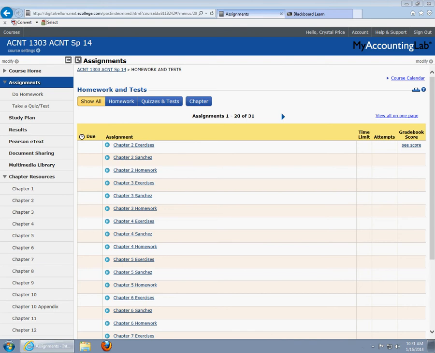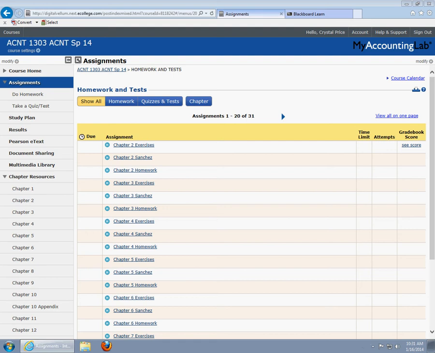Then liabilities will always start with the number 2. Owner's equity, you'll have capital, and you'll have your withdrawal account. Those will be with a 3. You have revenue that will start with 4. And expenses will be 5. When we have a merchandising company toward the end of the semester, then we'll be adding another category. But for right now, these are the categories that you'll be using.